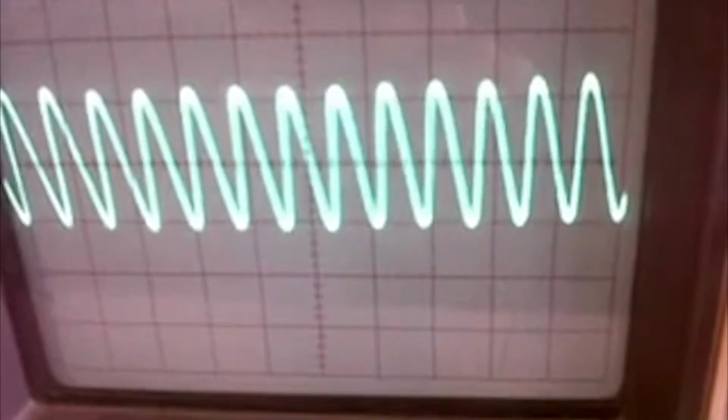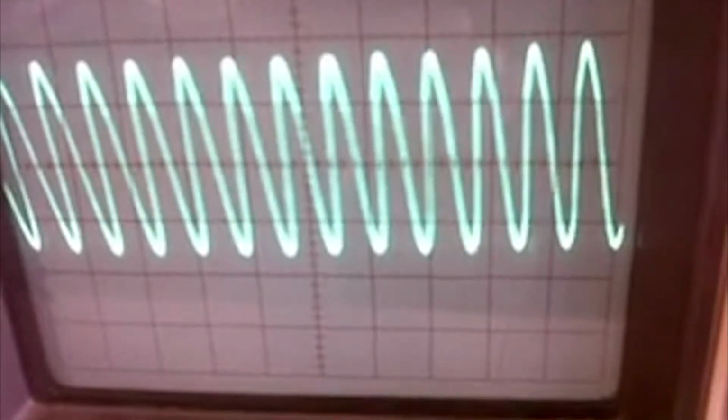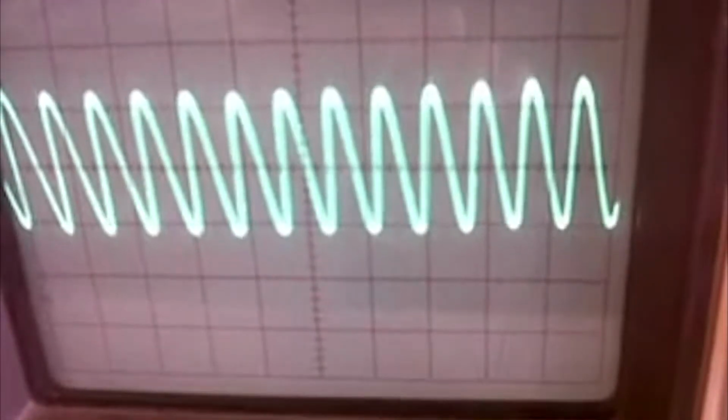When the frequency is increased, the wave gets steeper and shorter. When the frequency is decreased, however, the wave becomes longer and slower.